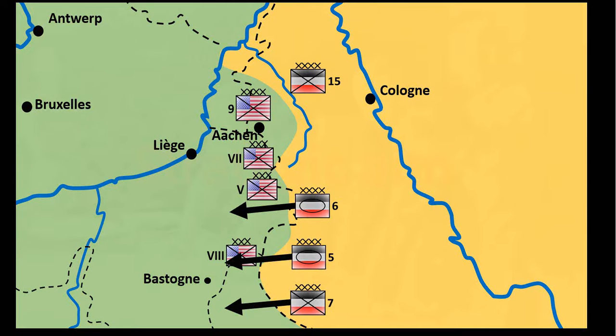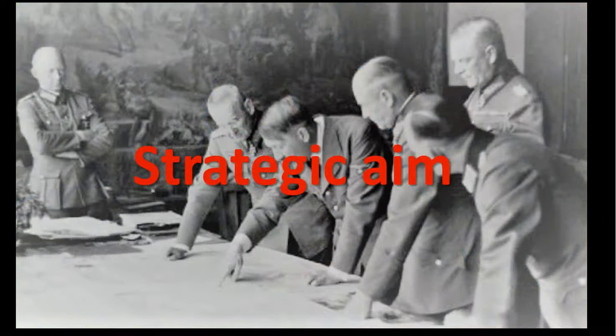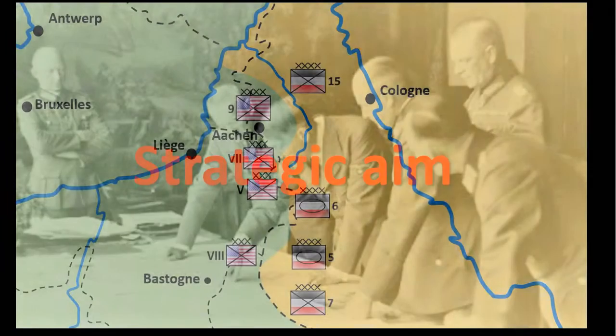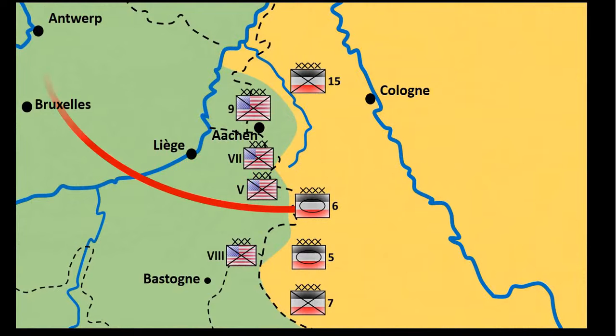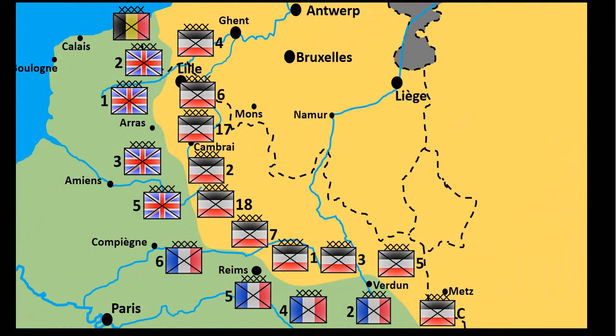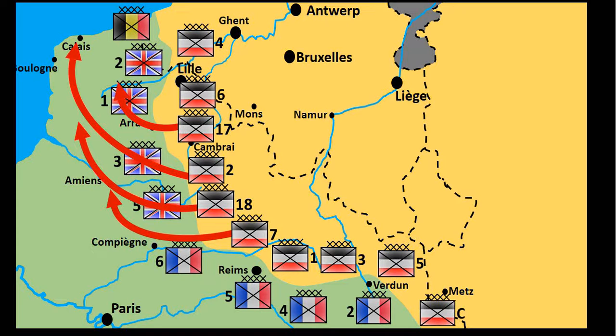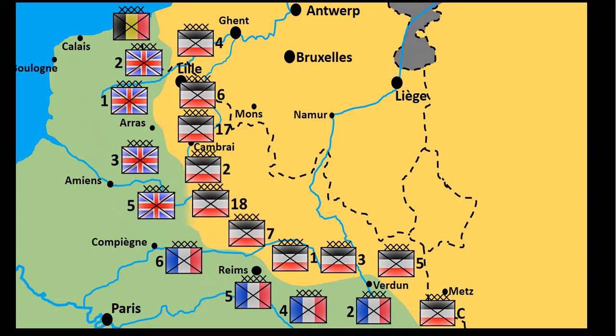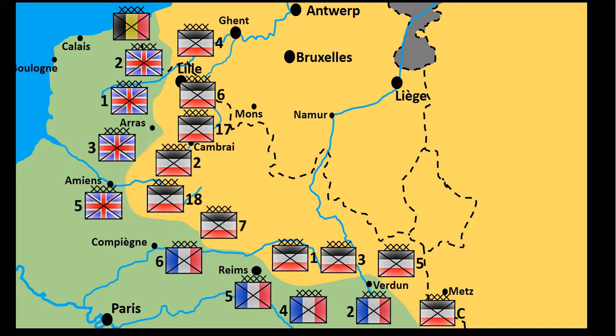The second similarity was the strategic aim for the transport facilities of the Allies. In 1944, the Germans aimed for the port of Antwerp, which was the largest deep-sea port for the supply of the Allied armies. In 1918, the Germans went for the Channel ports. When the results of the offensive fell short after a few days, the goals were shifted to Amiens and Arras, the most important rail hubs of the Allies in northern France.